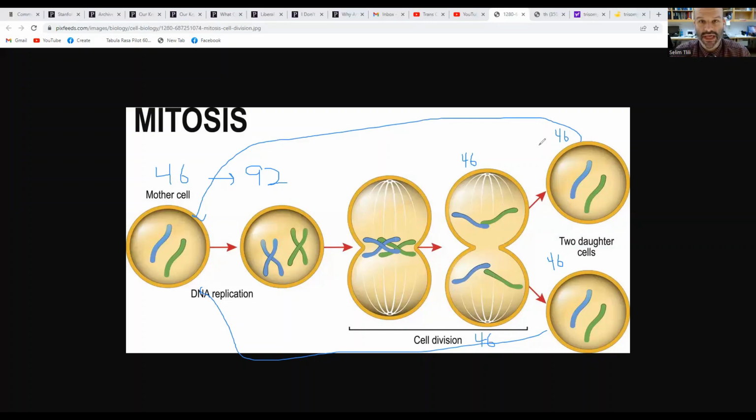Other cells, like your heart cells or your brain cells, your nerve cells, grow very, very slowly. This is why damage to those types of cells is very serious, because those cells do not have the same capacity to regrow as your liver and skin cells and all those other cells that I talked about.